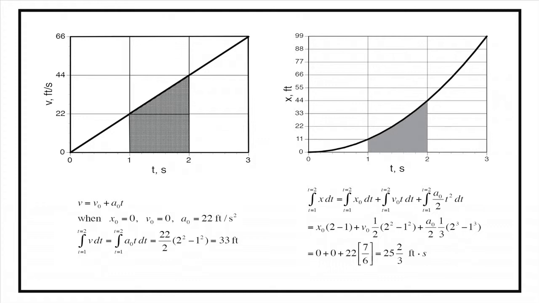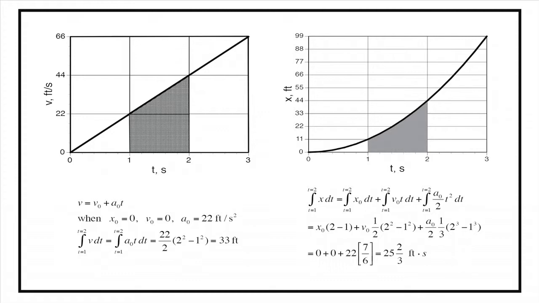And so a naught was 22, times t final squared, which was 2 seconds squared, divided by n plus 1, which is 2, and minus t initial squared, which is 1 squared divided by 2 again, and we get 33 feet. That's how far the car goes between time 1 second and time 2 seconds.